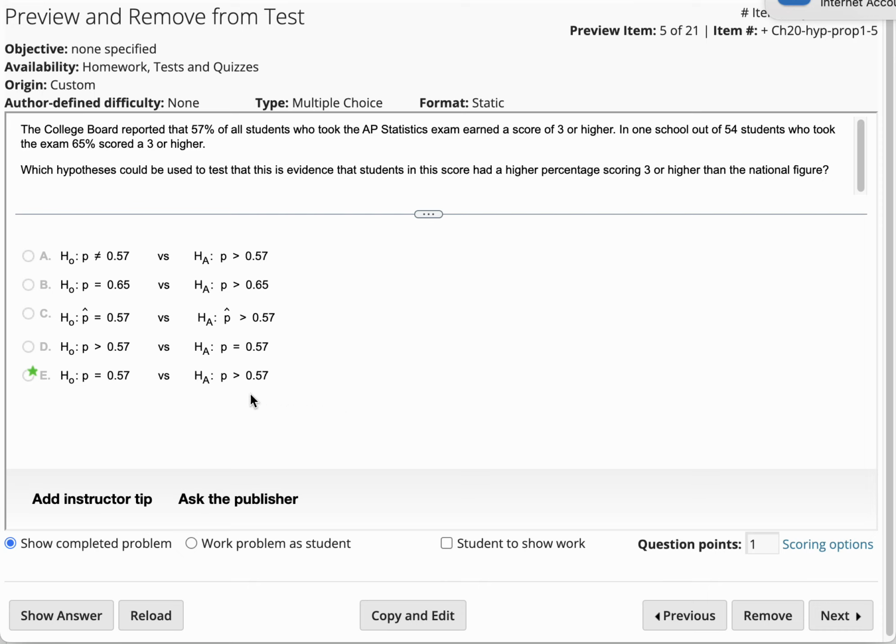Higher than is a greater than. Higher than is the word we need to focus on. So is it the 57% that the College Board claimed was the correct number? So is the proportion 57% what the College Board said? Or is it higher than 57%, as evidenced by the data that the high school took?